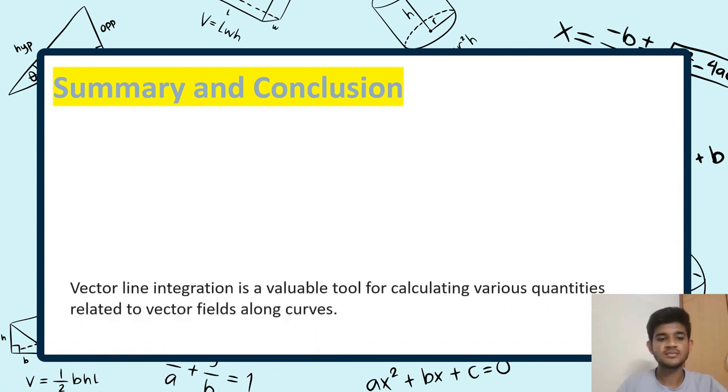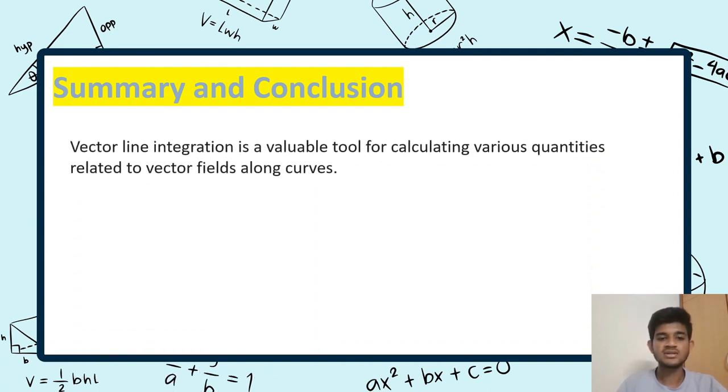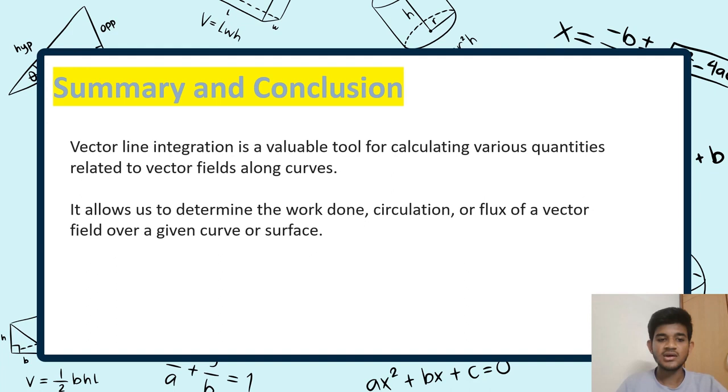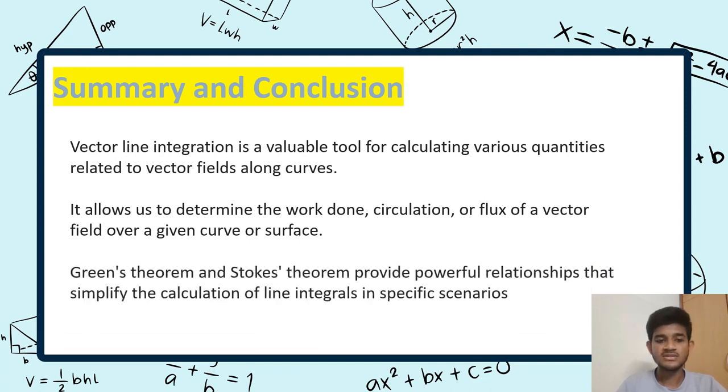Summary and conclusion. Vector line integration is a valuable tool for calculating various quantities related to vector fields along curves. It allows us to determine the work done, circulation or flux of a vector field over a given curve or surface. Green's theorem and Stokes' theorem provide powerful relationships that simplify the calculation of line integrals in specific scenarios.